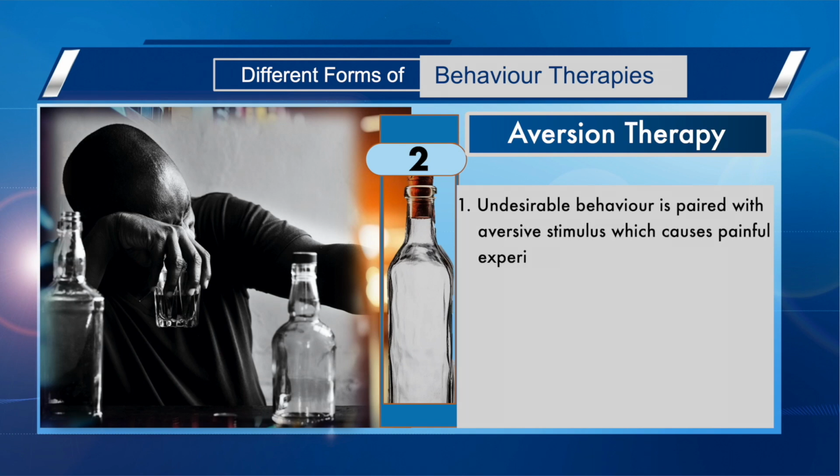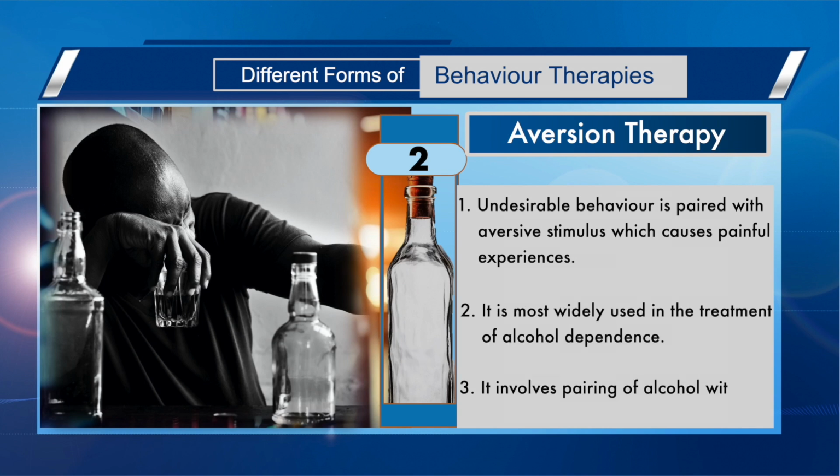Undesirable behavior is paired with an aversive stimulus, which causes painful experiences. The stimulus may be an undesirable substance. It is most widely used in the treatment of alcohol dependence. It involves pairing of alcohol with unpleasant symptoms like nausea or vomiting. Conditioned aversion to the taste, smell and sight of alcohol is developed. The most common modes of aversion therapy prevalent in clinical settings are electric shock and chemical agents.